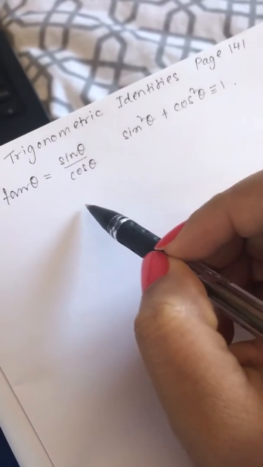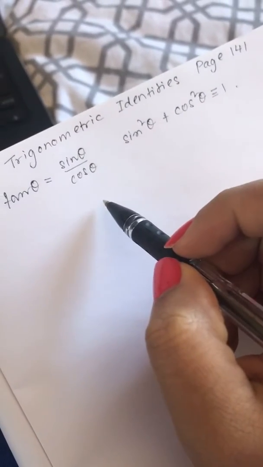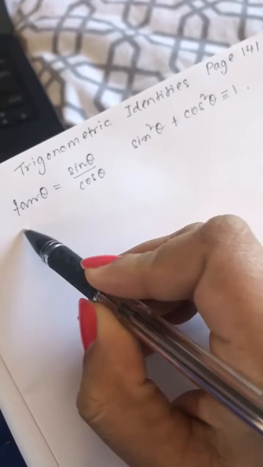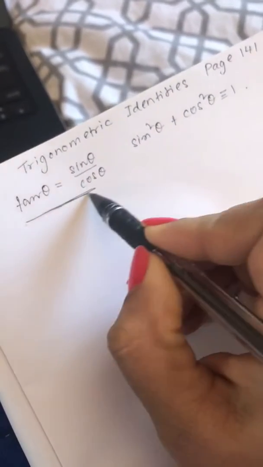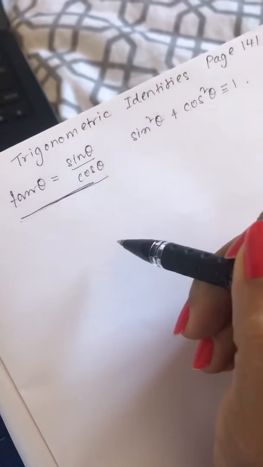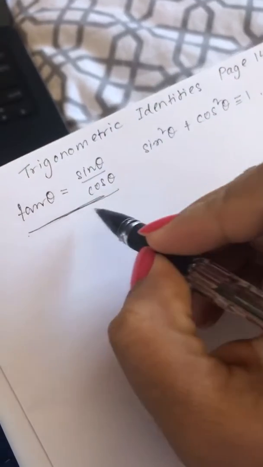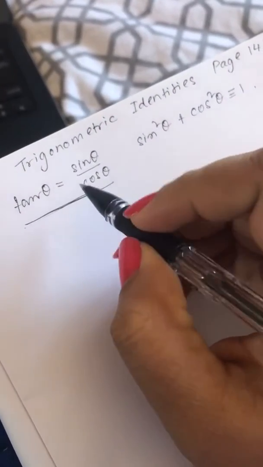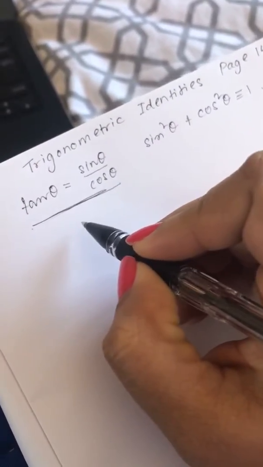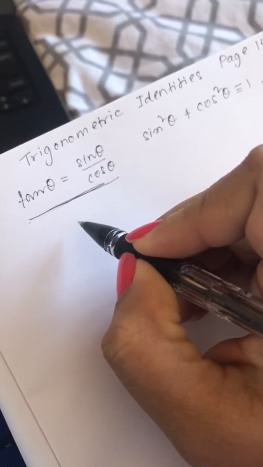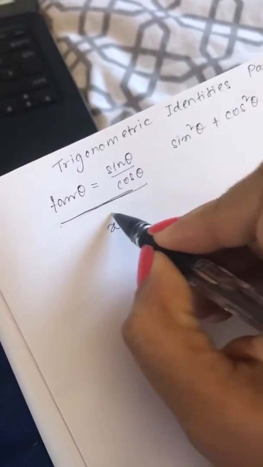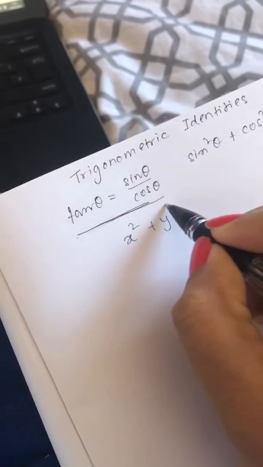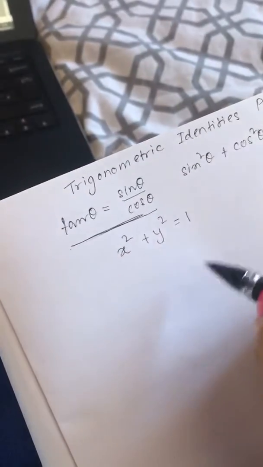So today we're going to learn some new trigonometric identities. The one that you already know is tan theta is equal to sin theta over cos theta. And if you remember, we mentioned a unit circle, and the equation for it is x squared plus y squared equals 1.